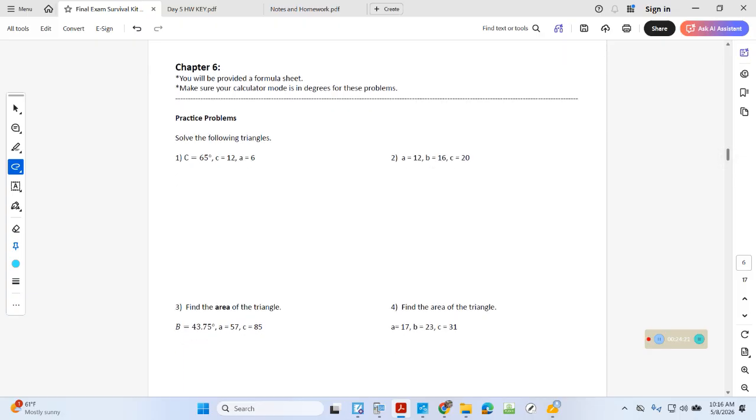All right, solve the following triangles. Now I like this first one because I see an angle C, side C. I can do law of sines. Law of sines is always easier. So I'm going to do sine of 65 over side C, because we don't know these are right triangles. So SOHCAHTOA is out right now. If you're like, oh, I'm going to use SOHCAHTOA, no, you don't know.